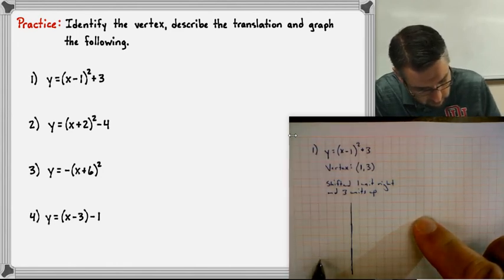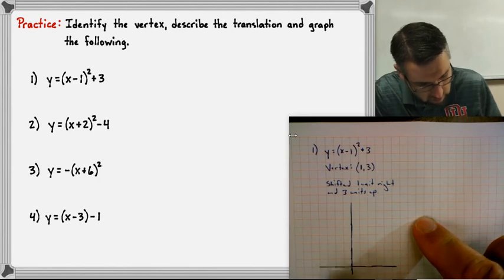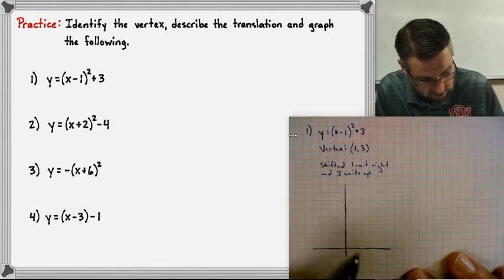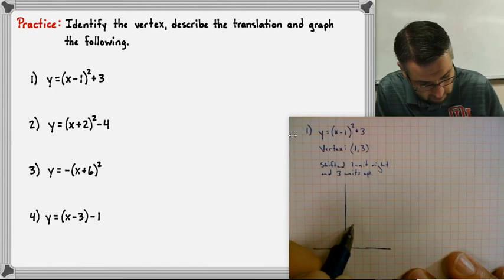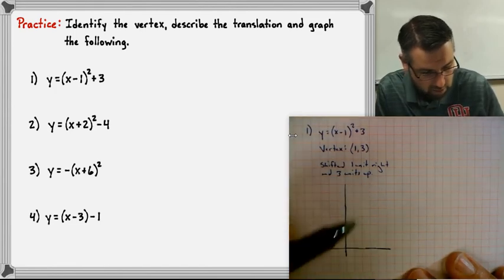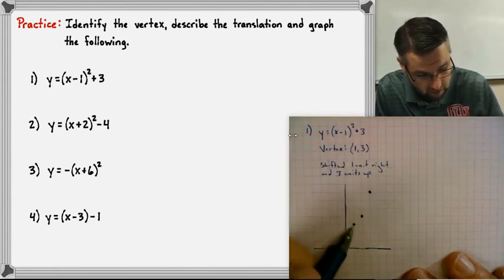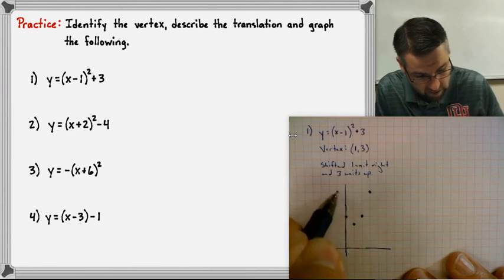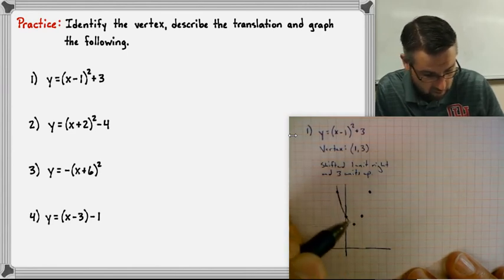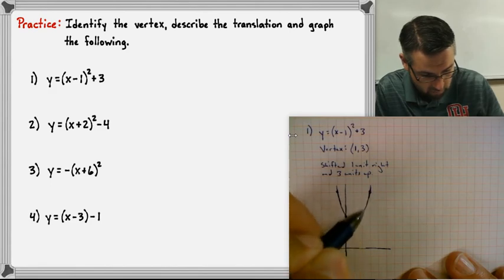And then from here, we can graph it pretty nicely. Let's see here. We'll go with that. Vertex is 1, 3, so right 1, up 3. And then we'll follow our slope pattern. So the first one, remember, is up 1 over 1. The next one from the vertex is up 4 over 2. And I'm kind of running out of room on my graph. So duplicate that on this side, and we have our parabola. So hopefully you got that correct.